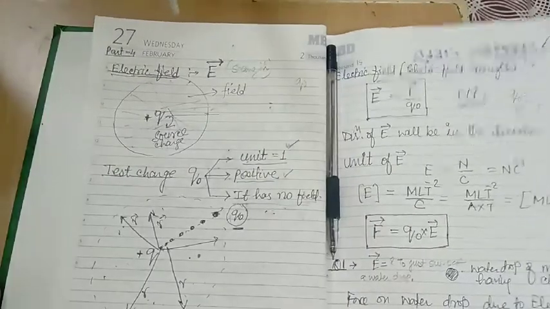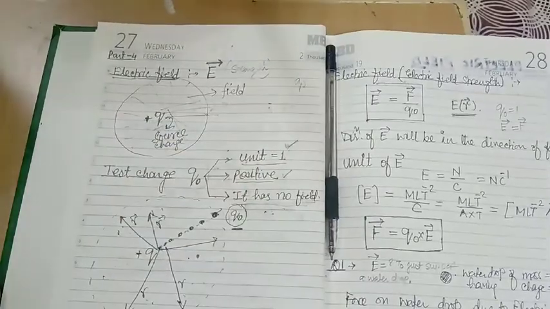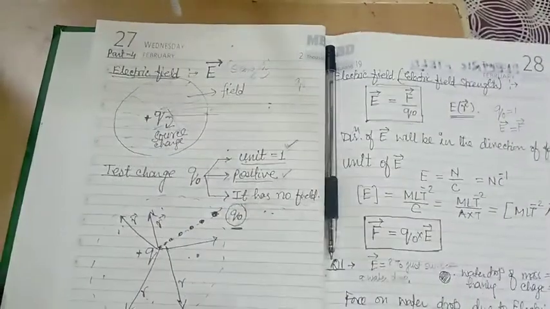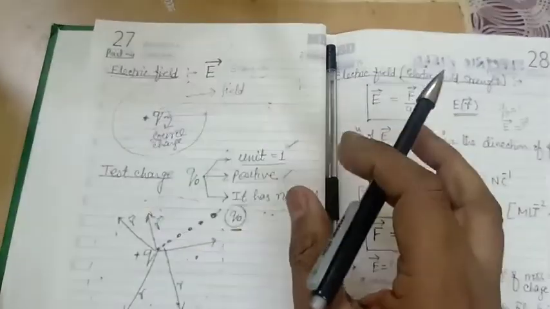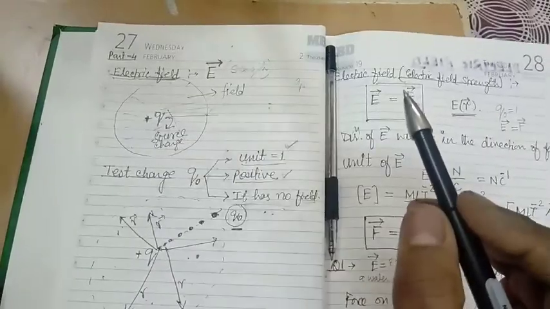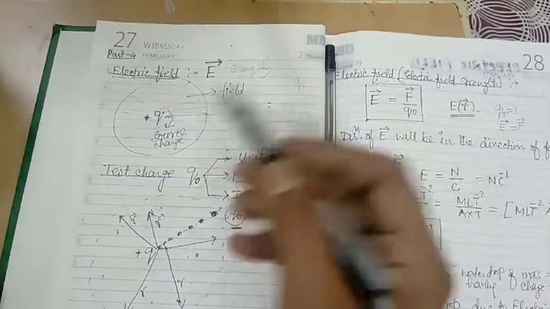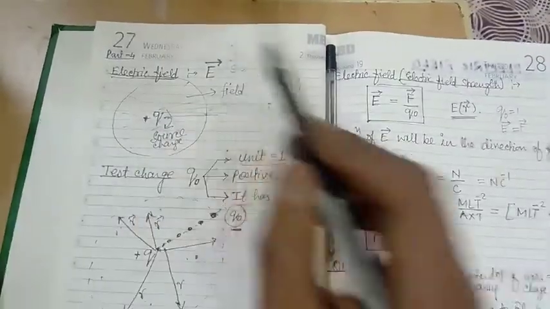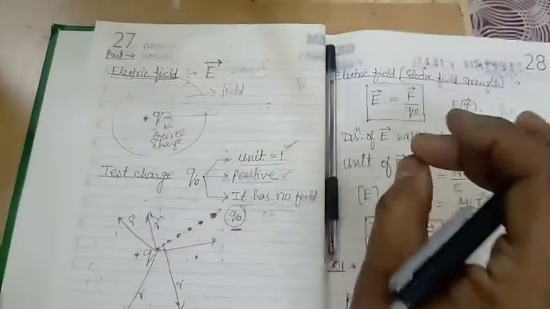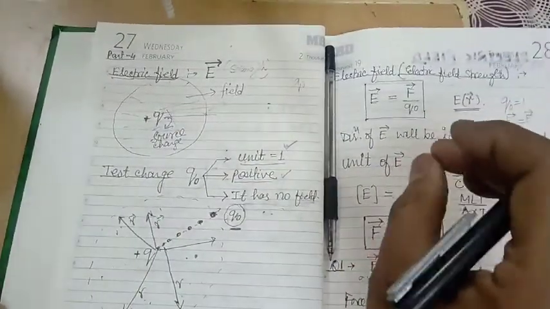Similarly with a charge also, when a charge is kept in a place, it will create an area up to which it can exert a force of attraction or repulsion on another charge. To know the electric field strength of this charge, we call this charge a source charge. Source charge means the charge which is creating the field.